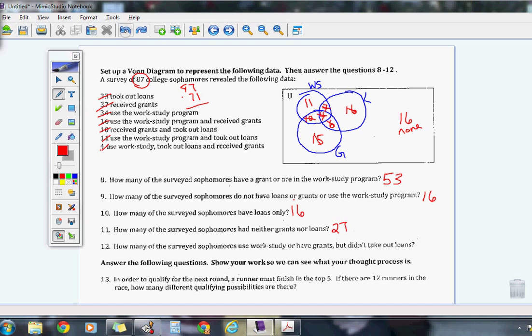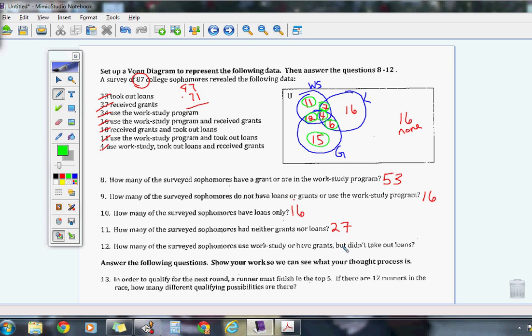There, I did it again. Let me erase all this and then put the answer in. So 27. And then last question. How many of the surveyed sophomores use work study or have grants but didn't take out loans? All right, so here we go. Let me take green here and I'll circle. Work study or grants. Okay, work study or grants. All of these are work study or grants.